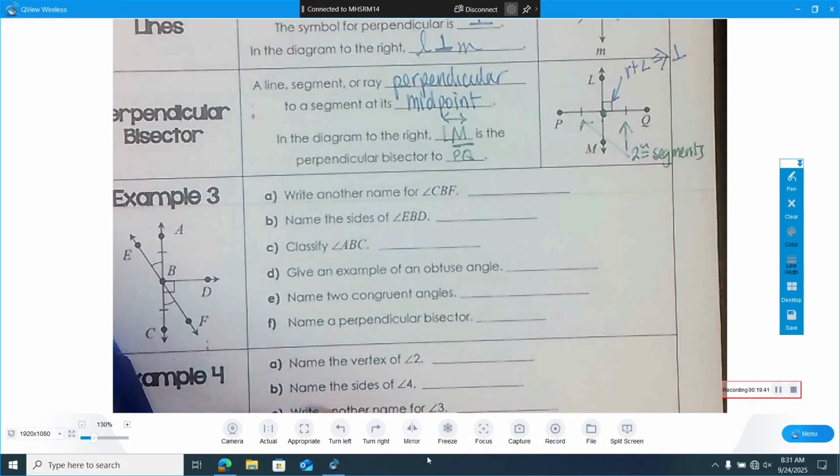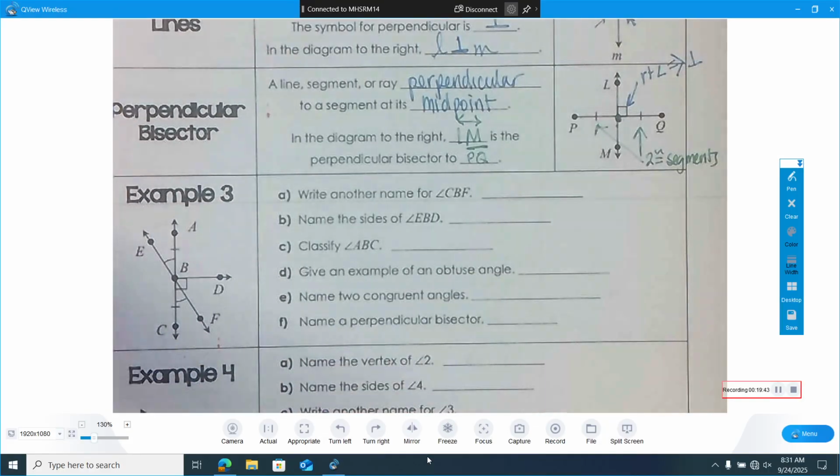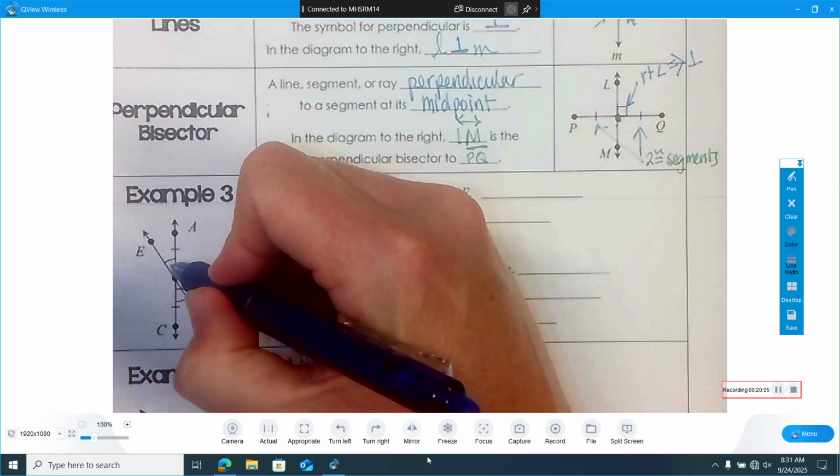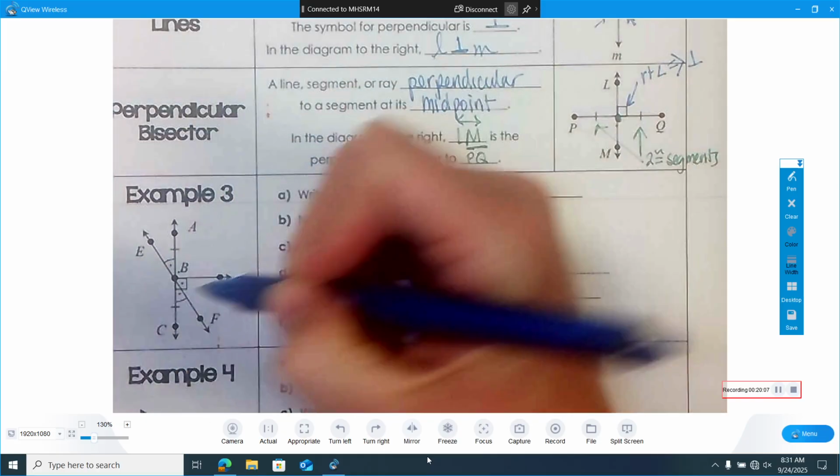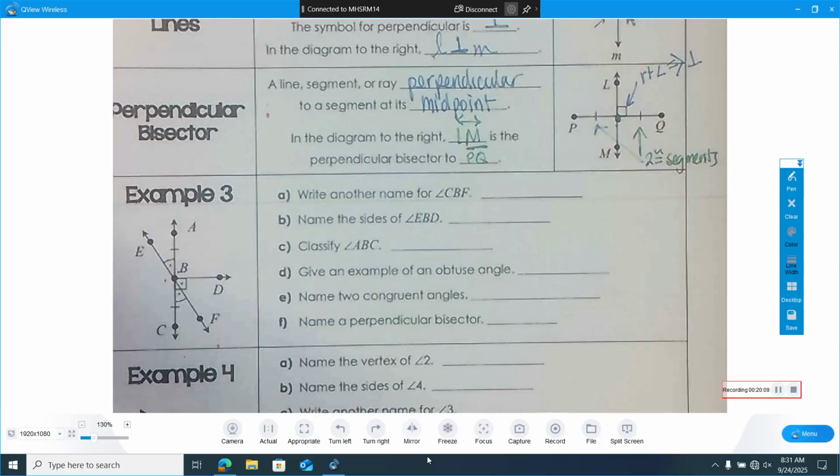We have a complicated picture here. How many angles? This is a trick question, by the way. How many angles do you see? 5. 2, 3, 4, 5. This is a trick question. Yes, you're right. There's 1, 2, 3, 4, and on the other side 5 angles.